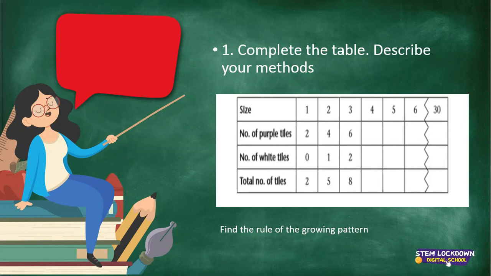All right, so also here on this page we have the total number of tiles. It is easy to get the total number of tiles. You just add white tiles and the purple tiles and then you get your answer, right? So if you can just write for me on the chat box, what would be the number of tiles for size 5?